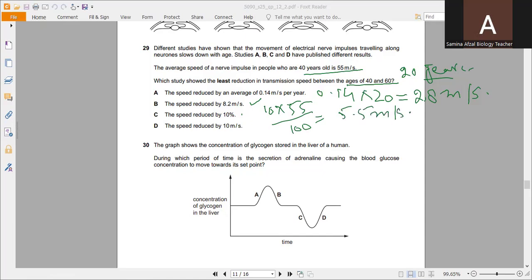And in D, they have already given 10 meter per second. So in option A, 2.8 meter per second, in B, 8.2 meter per second, in C, 5.5 meter per second, and in D, 10 meter per second. So the least reduction is 2.8 meter per second. So A is the correct option. B, C, and D are not the correct options.